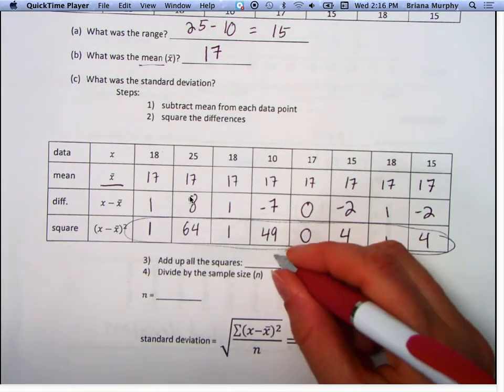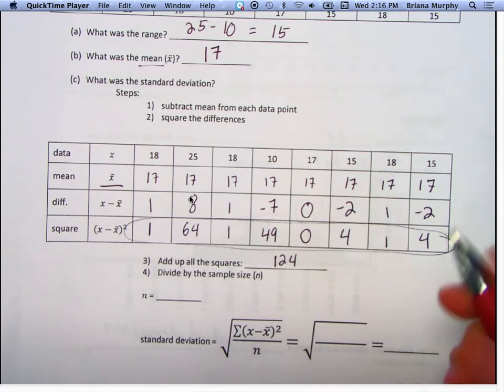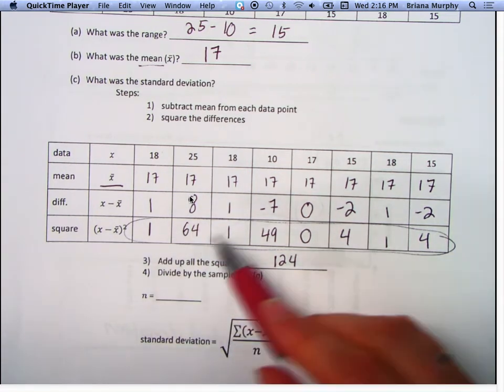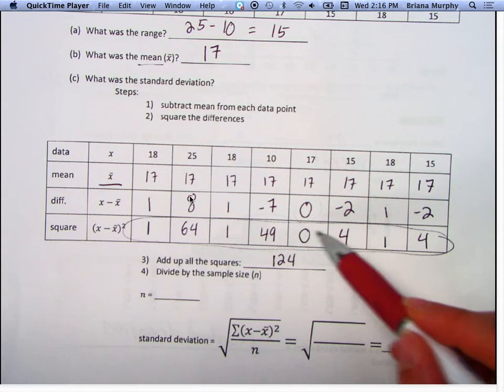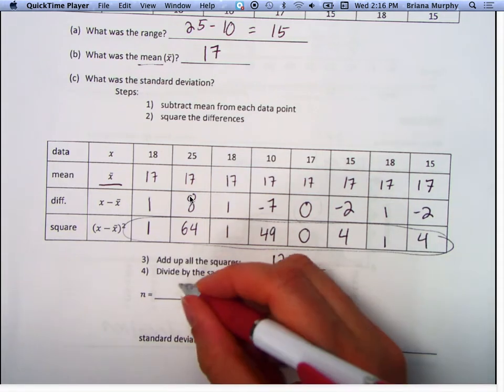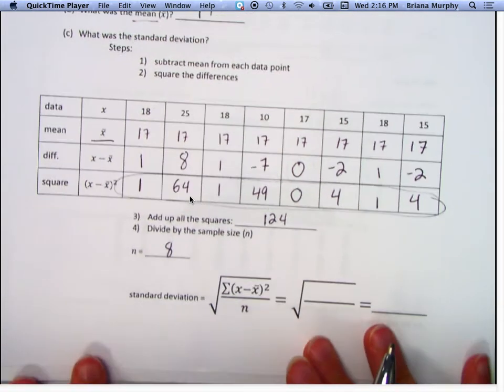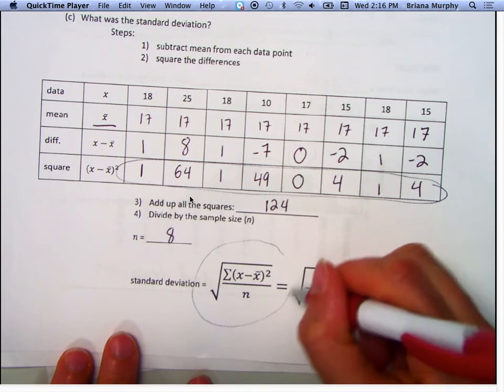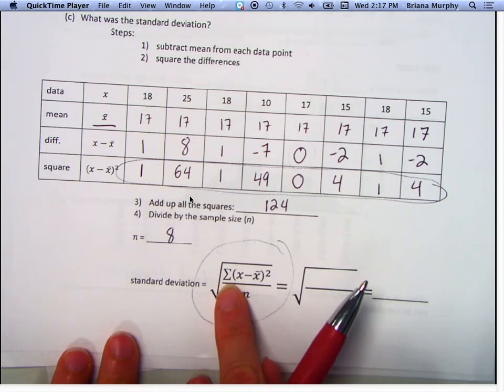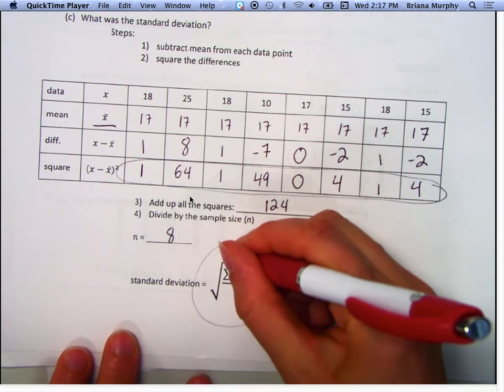It's 124. How many numbers are there? 8. Okay. Now, this is a way to put it all in your calculator. What does that little weird thing mean that looks like a big E? I don't know.